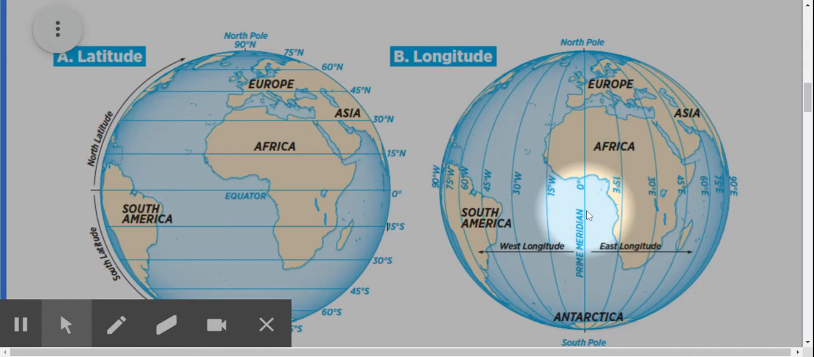Everything works conversely on the west side of the prime meridian: 15, 30, 45, 60, 75, 90, 105, 120, 135, 150, getting up to 165, all the way again to 180 on the opposite side of the globe on the antimeridian. So again, lines of longitude measure the distance from the prime meridian.